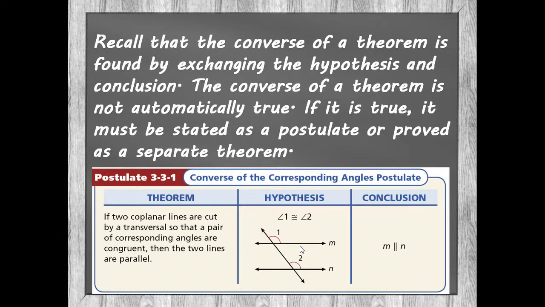So we have lines M and N here, cut by this transversal, and we are given that angles 1 and 2 are congruent. Well, they're both above the line and to the right of the transversal, therefore they're corresponding angles. And since they are congruent, we know that the two lines are parallel.